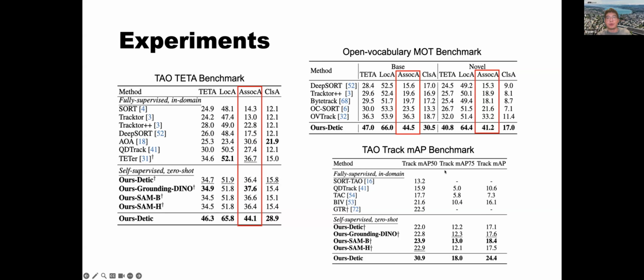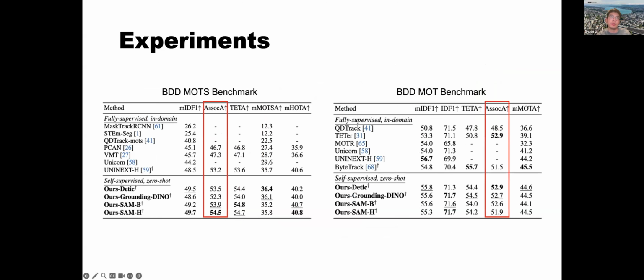Yeah, the same model trained with raw images directly sets state of the art on different benchmarks, also for driving benchmarks. For example, compared to UniNext, which previously is a foundation model trained with lots of videos, we can achieve a better association score.